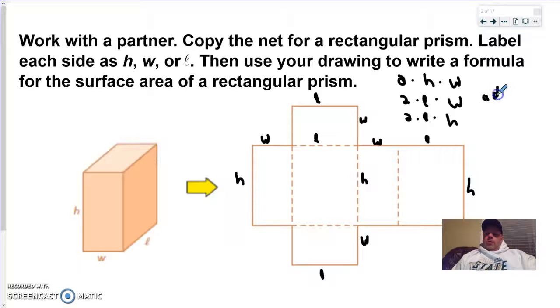So it's taking me a little bit to write this, but once we get 2 times the height times the width, we add that to 2 times the length times the width, and we add that to 2 times the length times the height. So this would be a formula that we would have for a rectangular prism. We could also use it for a cube, but all of these would also be the same sides. So we could do length times width and then times 6.